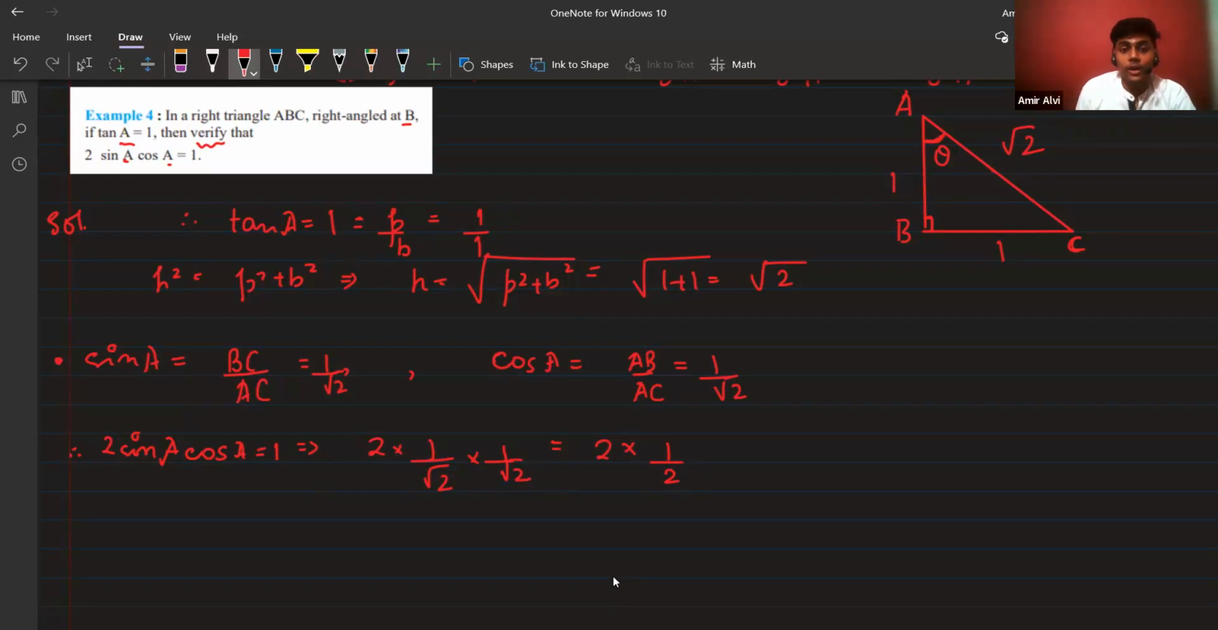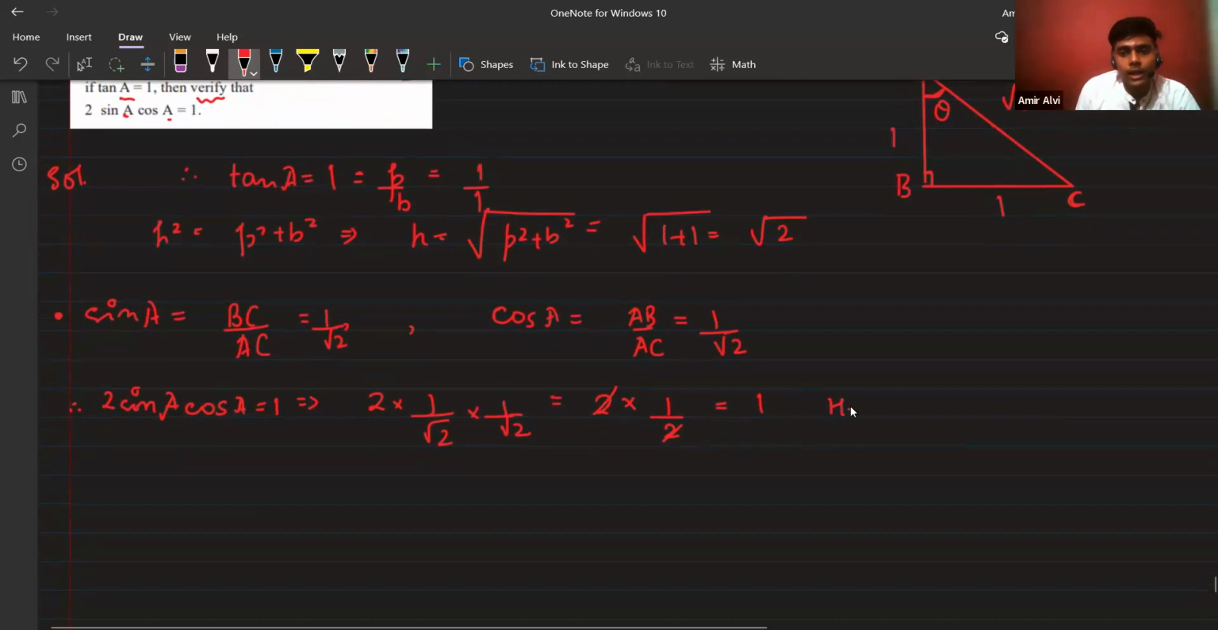Try to avoid these simple mistakes as much as possible in this chapter, or in any other subject. Try and be careful while calculating the formulas and the values. So root 2 into root 2 would be 2. So we can cancel this out. Then it's 1. So we have verified that it is equal to 1. Hence verified.